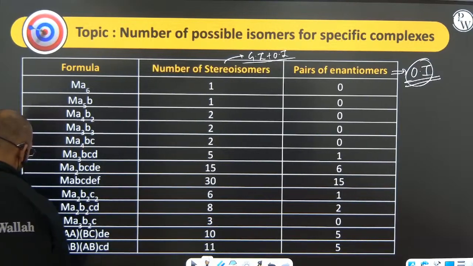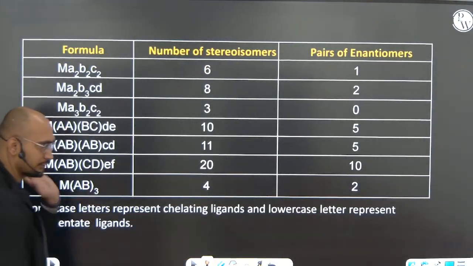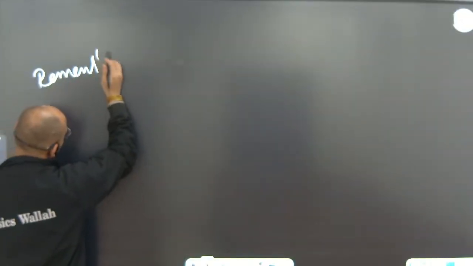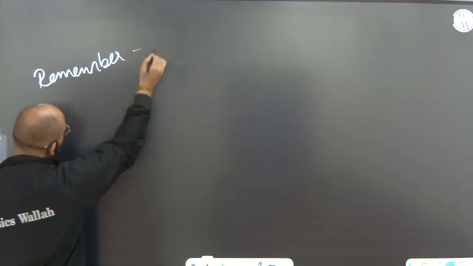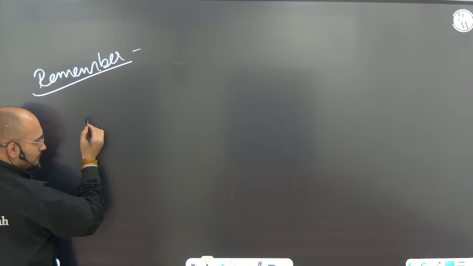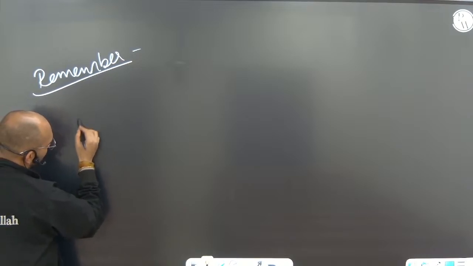So when will it show optical isomerism, and when will it not show? Always remember a few things as a rule. First of all, you can take the screenshot, read it and make a note out of it. Questions come from here. There are a lot of things we have to give you in isomerism, but it is just a revision class.